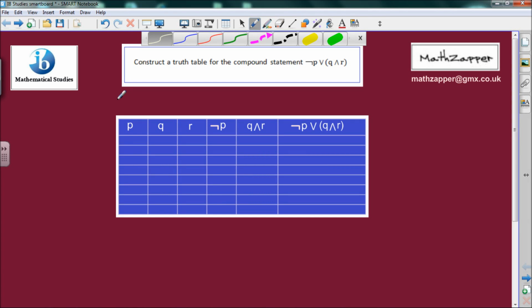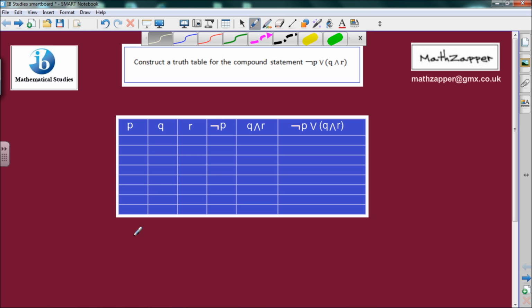International Baccalaureate Mathematical Studies, truth tables and compound propositions. The problem states: construct a truth table for the compound statement, negation of P, inclusive disjunction, bracket Q conjunction R bracket.